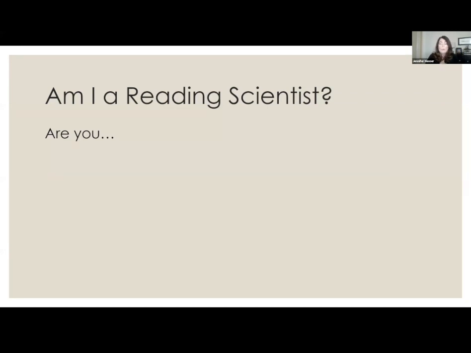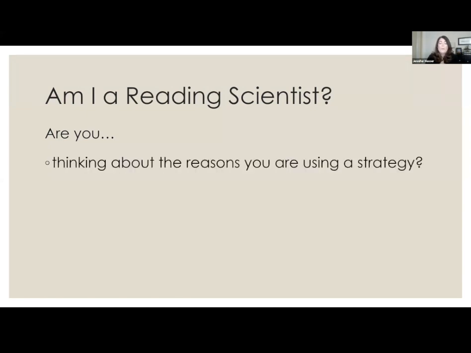So if you are truly a reading scientist, then I think you should be able to answer these questions. Are you thinking about the reasons you're using a certain strategy? Am I using this strategy because it is in the best interest of my children, and it is actually targeting their deficit areas or their areas of need? So when I do something, is there a reason behind it?